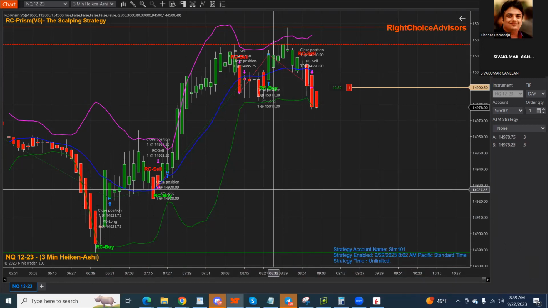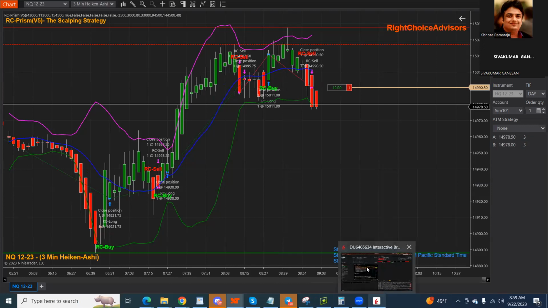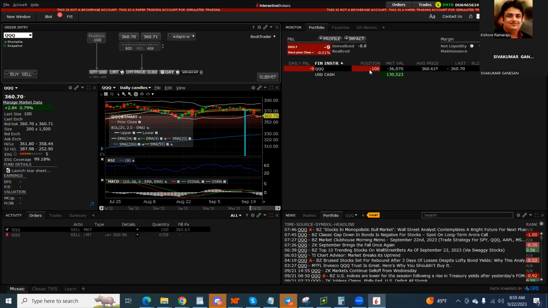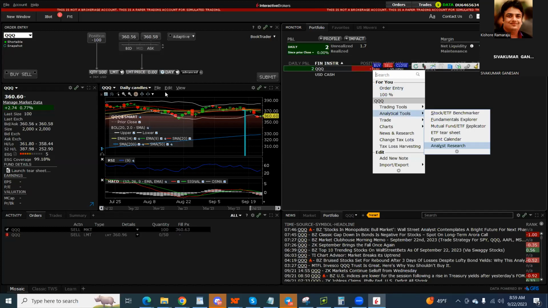Yeah, you can connect NinjaTrader to IBKR, but the only thing is you need to get a license from NinjaTrader, which costs $99 per month, where you can connect to IBKR or any other accounts.